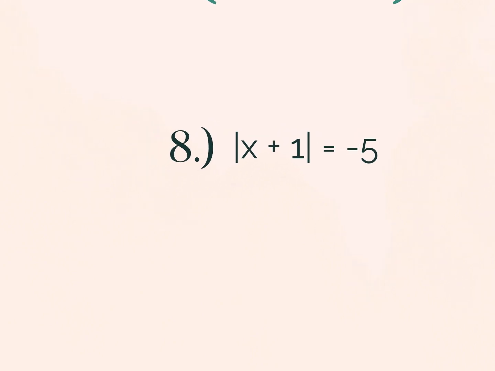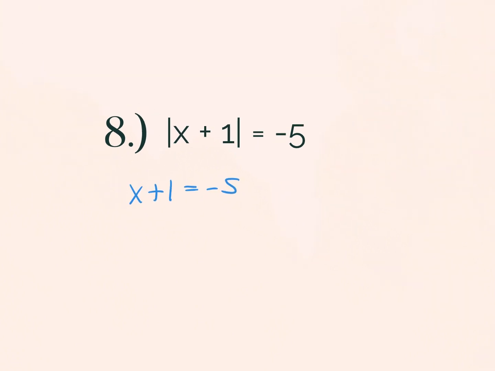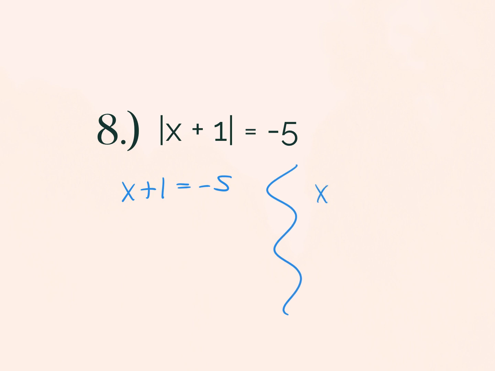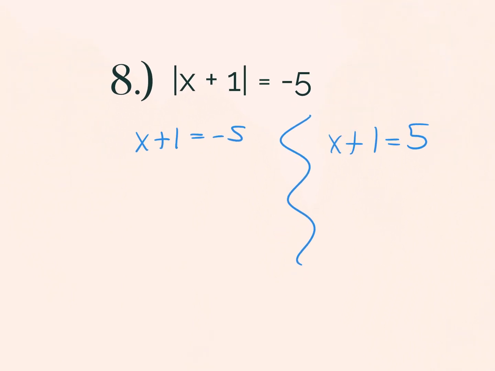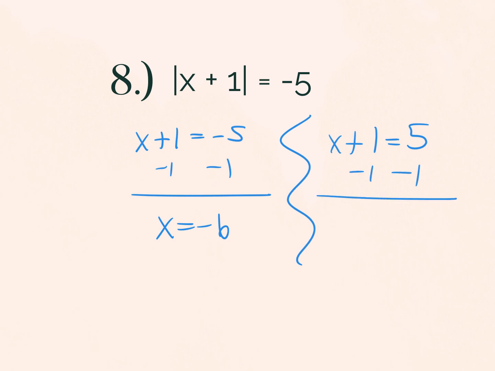I'm going to go ahead and set up my 2 equations. I have x plus 1 equals the original, negative 5. And then I'm going to take x plus 1 and let it equal the opposite, which would be positive 5, correct? So if we go through the process of solving, we subtract 1 from both sides and get x equals negative 6. Okay, I solved it. I got an answer. I'm going to do the same thing over here. Subtract, and I get x equals 4. All right, so this appears to have 2 answers.